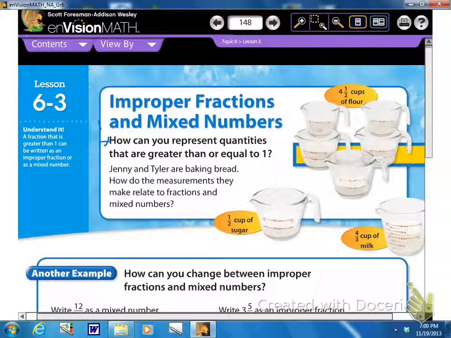All right, so let's look at the fractions that they have. They have 4 1/2 cups of flour. So there you see the 4 and then the 1/2 here. They have 1/2 cup of sugar, and then they have 4/3 cup of milk. All right, let's look at the next page.